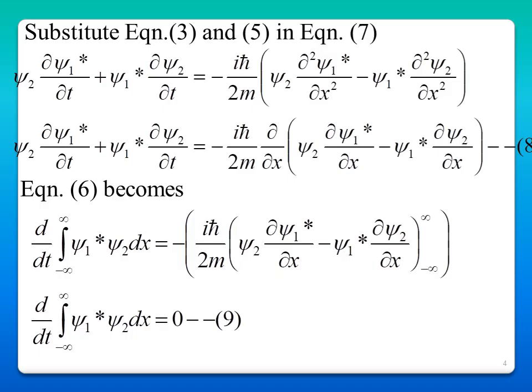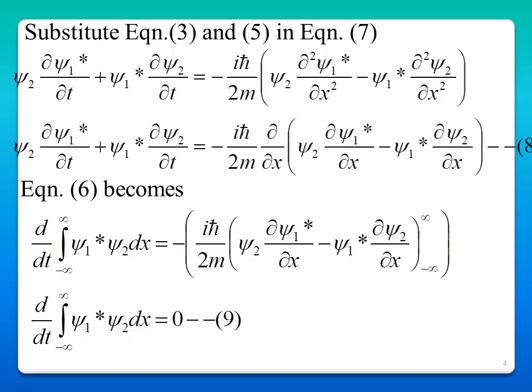substitute equations 3 and 5 in equation 7, then we'll get ψ2 ∂ψ1*/∂t plus ψ1* ∂ψ2/∂t is equal to minus iħ/2m times ψ2 ∂²ψ1*/∂x² minus ψ1* ∂²ψ2/∂x². This term can be written as ∂/∂x of ψ2 ∂ψ1*/∂x minus ψ1* ∂ψ2/∂x.